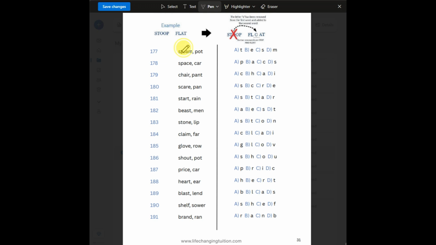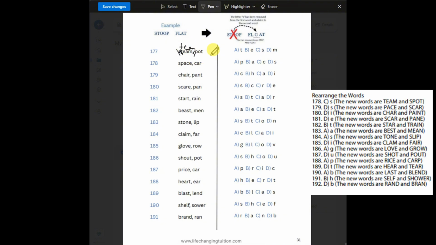So if you try to take out the T here to make seam, well, that doesn't work, because if you put a T on this side, nothing's going to work, right? So what you can change is you can take out the S to make team, and then you put the S here and you get spot, so team and spot. So the answer is going to be S, that is the one that you take out. Alright? Again, the answers are on the screen with what words are made for each of them.